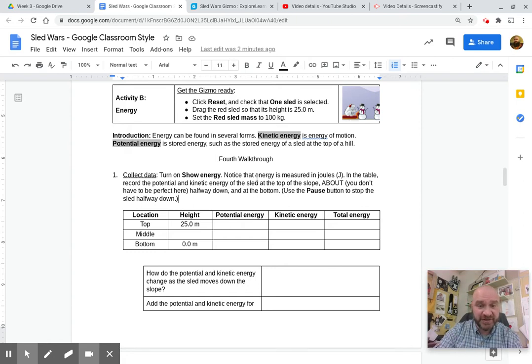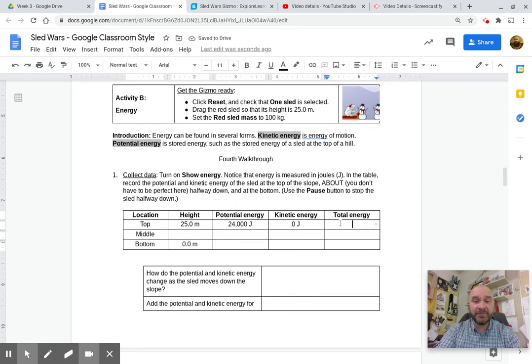record the potential and kinetic energy of the sled at the top of the slope, about, you don't have to be perfect here, halfway down, and at the bottom. So we're going to pause somewhere about halfway down and then record things. So right now, at the top, at a height of 25, I can record that 24,500 joules. My kinetic energy is 0 joules.